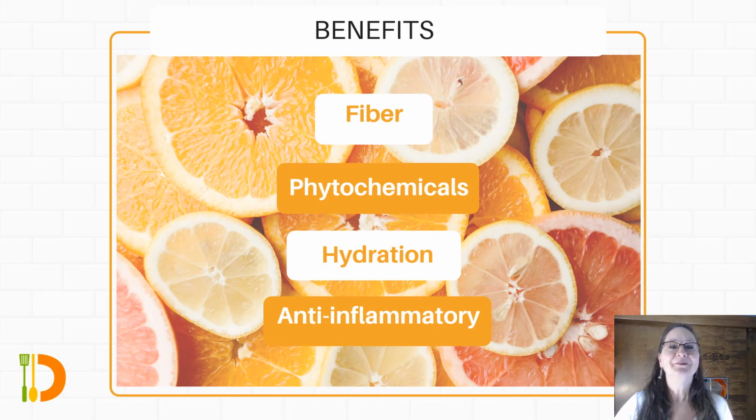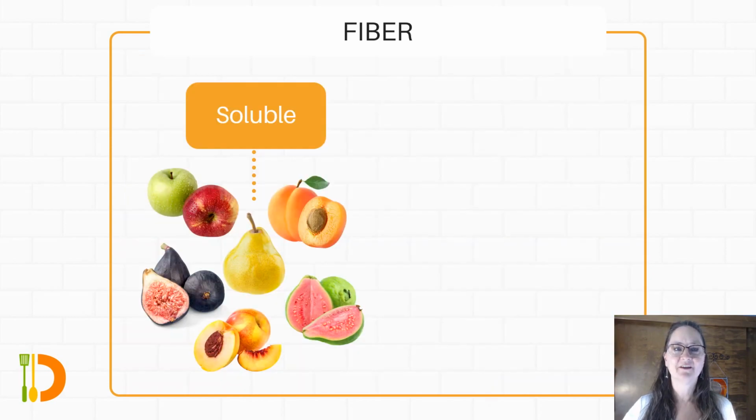Now, we'll get into some of the major health benefits of fruits, including fruit as a source of fiber, phytochemicals, and water for hydration, as well as anti-inflammatory properties. Fruit contains a mix of soluble and insoluble fiber. Soluble fiber helps lower blood glucose and transport excess hormones and toxins out of the body. Insoluble fiber helps move food through the digestive tract and promotes regularity.